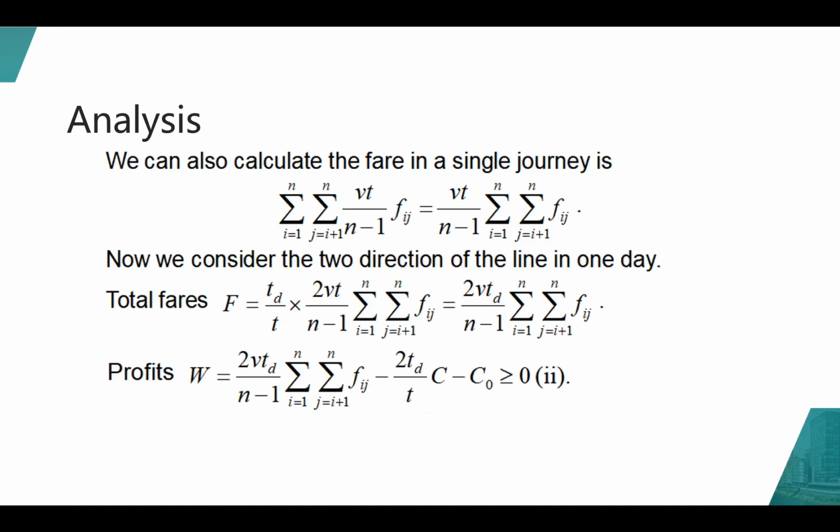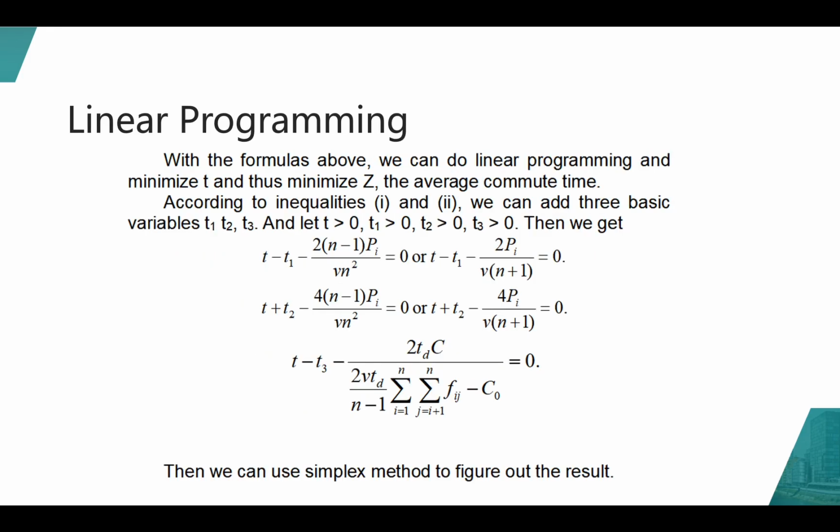Then we consider the fares. We can calculate the fares in a single journey and thus calculate the total fares F in one day. Then according to F, C0 and C, we can calculate the total profit in one day, W. Let W be larger than or equal to 0. We get inequality 2. Okay, now based on the inequalities, we can do linear programming through the simplex method.